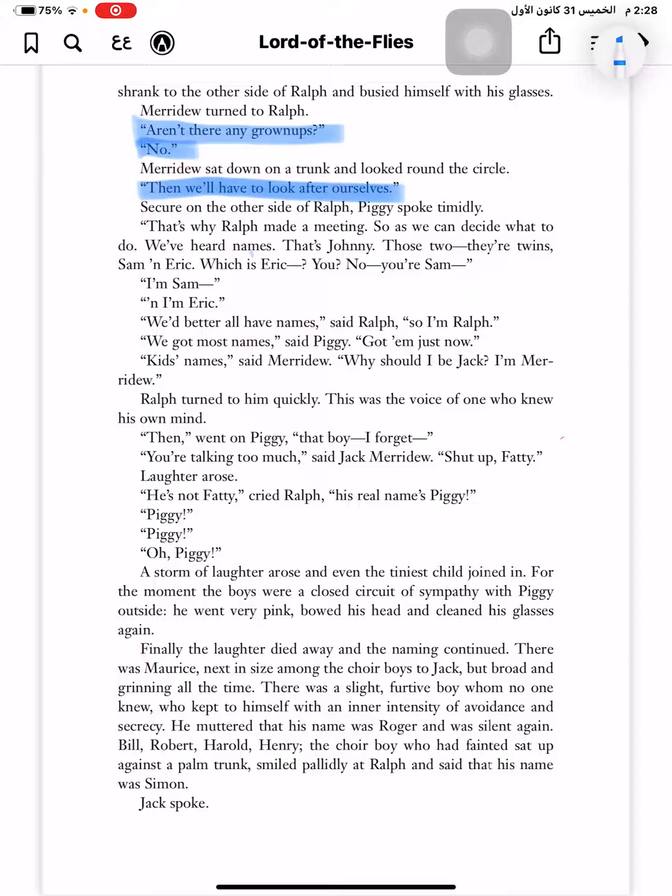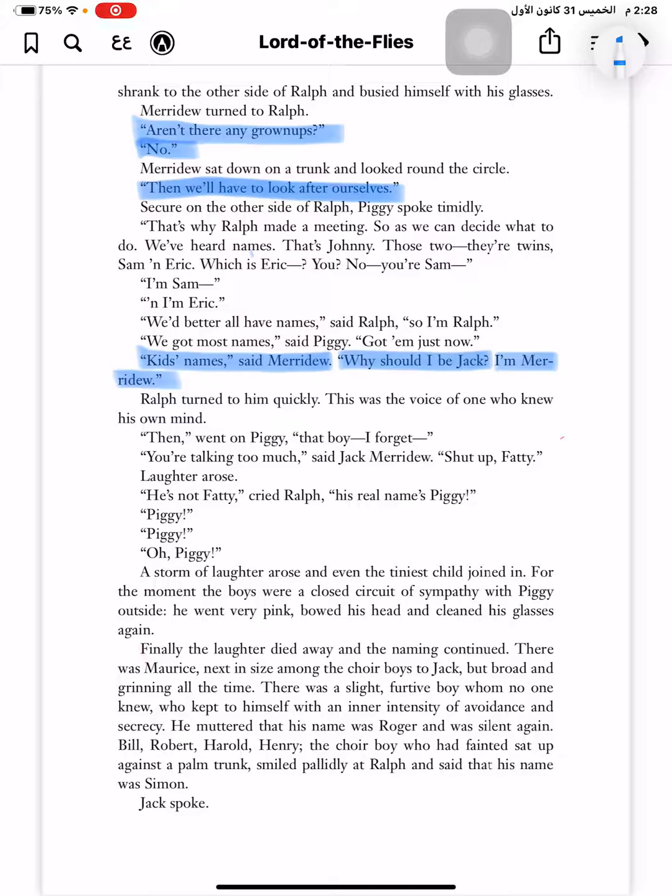It is a matter of order against disorder, which is going to be widespread in the forthcoming chapters. But later his arrogance shows up when he learns that all the other boys have kids' names. When he said, "Kids' names," said Merido. Even the narrator called him Merido, not by the first name. "Why shouldn't I be Jack? I am Merido." So you see, he's trying to imitate the adult world.